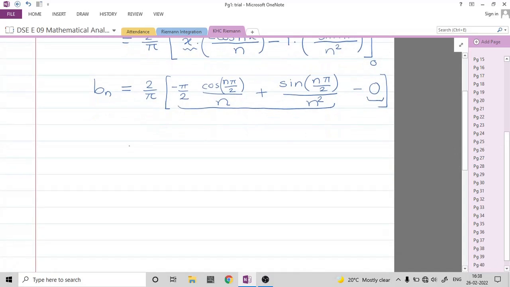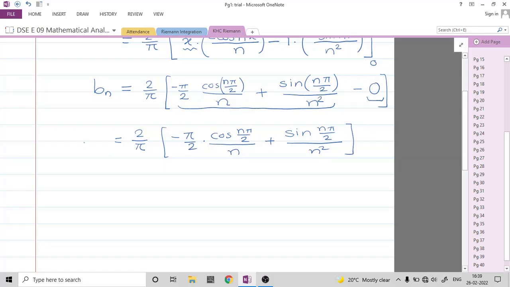Okay, now let us simplify this. So final answer is 2 by pi. In fact, cos n pi by 2 depends upon value of n, whether it is even or odd. Similarly, sin n pi by 2 also varies according to your n, even or odd. So let us keep this as it is, minus pi by 2 cos of n pi by 2 upon n plus sine of n pi by 2 upon n square. This is the value for bn.